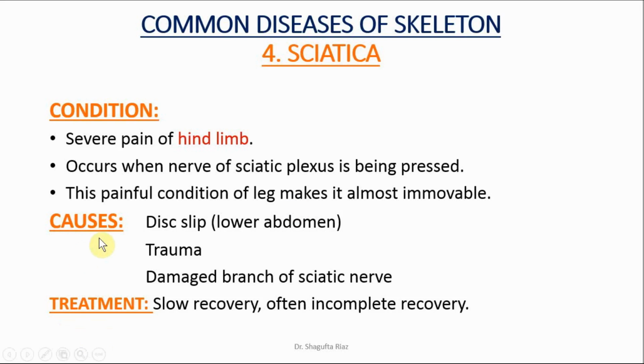What are the causes? This slip, as I discussed earlier. Trauma, again any kind of injury or trauma, or if the branch of the sciatic nerve is damaged, it will cause again the same condition. As it will involve the nerve, it will cause pain, and when there is pain, we cannot move that particular part. Treatment: its treatment is very slow, or maybe the recovery will be incomplete.